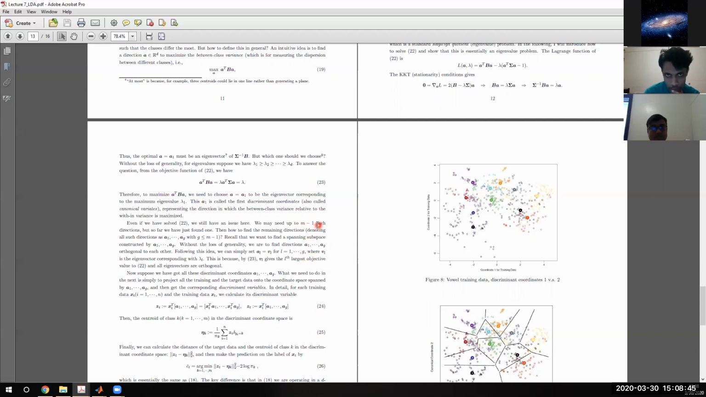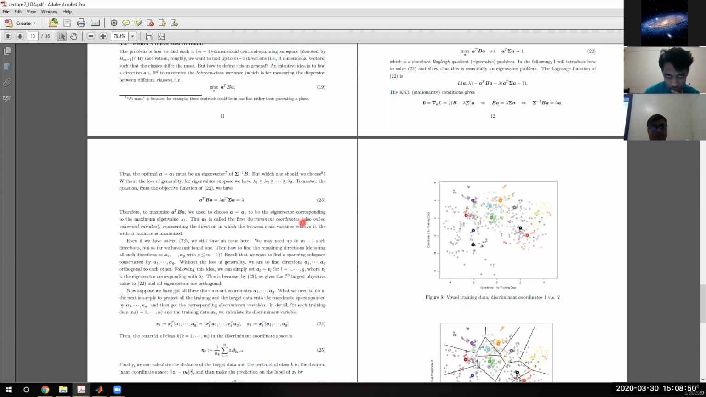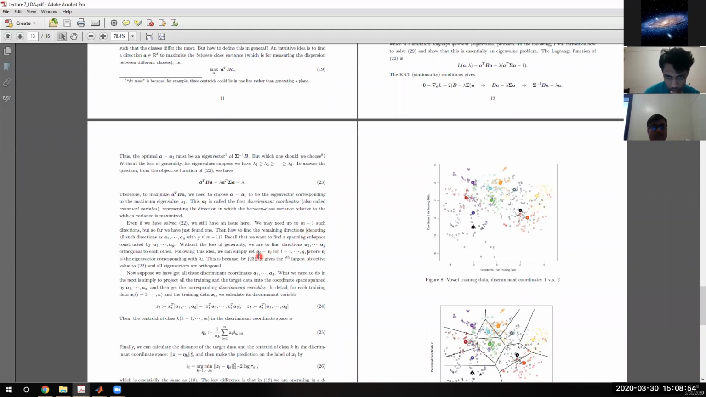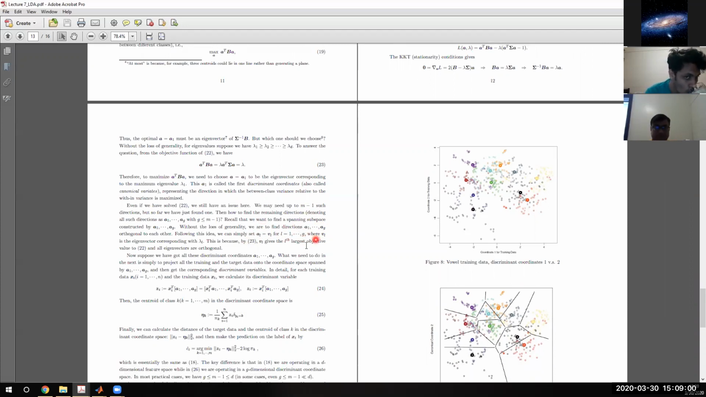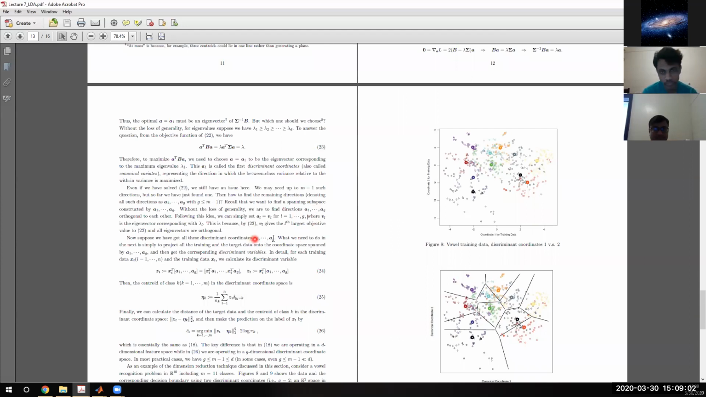G is at most n-1, as we mentioned. G could be smaller than n-1. And then we simply take the second biggest one as the second direction, the third biggest one as the third direction, and so on. In this way, we can successfully get all of these A1 to AG, okay?